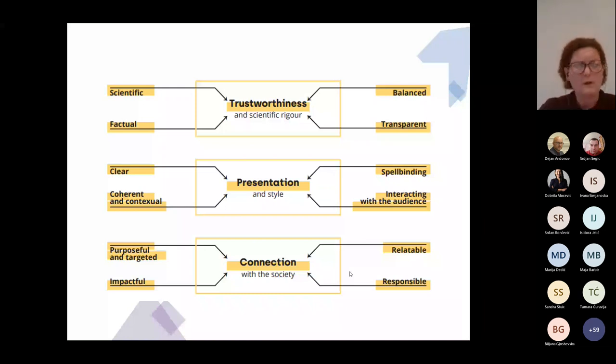Of course, nowadays with the social media development, it is more simple for us as a journalist or as a science communicator to interact with our audience, for example, using Twitter, using Facebook. And of course, one of the most important things to make climate communication much more effective is to be connected with the society. We have to be connected with the people who are affected by climate consequences.